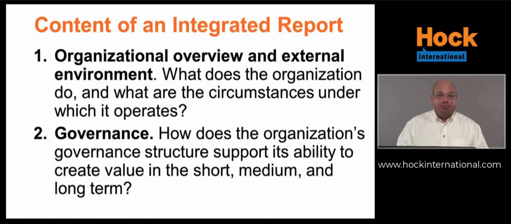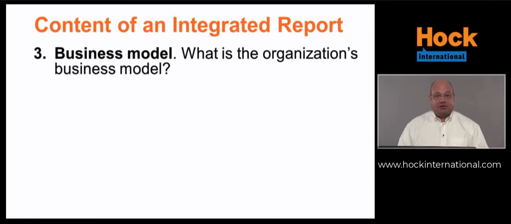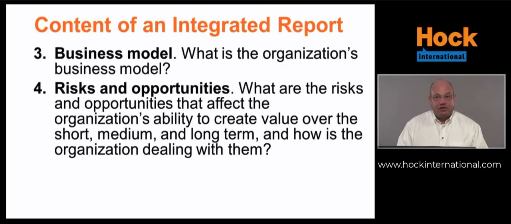Our third component is the business model. What is our business model? Okay, what are the key inputs? What are the key business activities, the key outputs, the key outcomes? Again, off that diagram that we saw. What are our risks and opportunities? How does that affect our ability to create value over the short, medium, and long term? How do we deal with them? How are we reacting to those risks and opportunities?